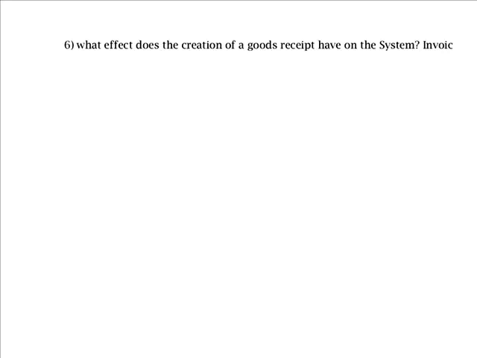Okay, so what effect does the creation of a goods receipt have on the system? I enter a goods receipt that I have received goods. What do you think is affected? It does not allow fraud. No, I'm saying, what is it that is affected? Where will it reflect? Enter a goods receipt. It changes something in the system. What is it that gets changed?